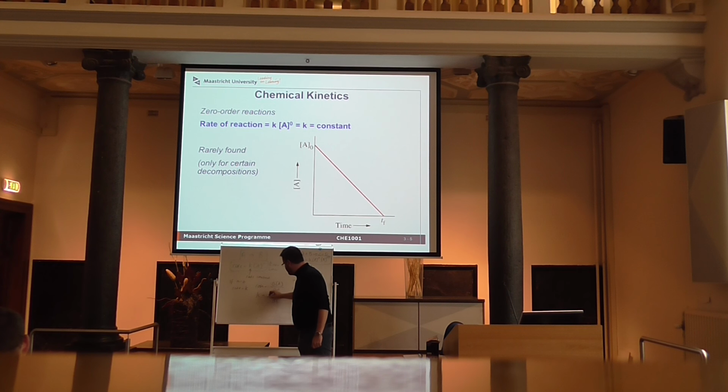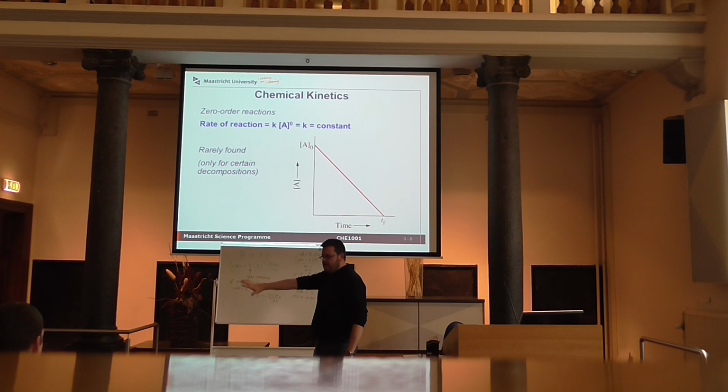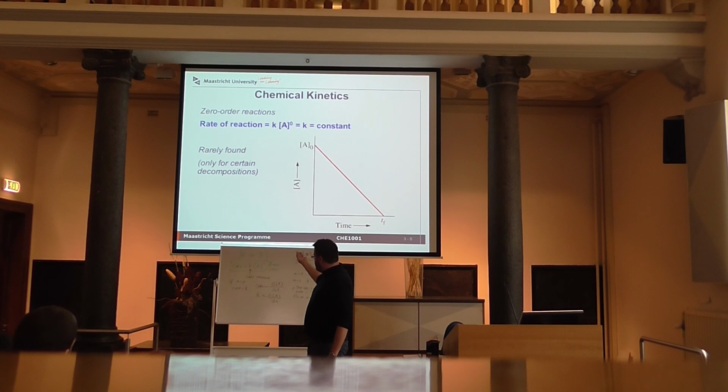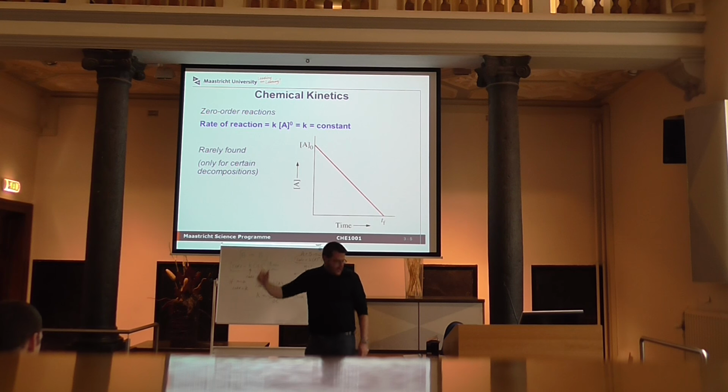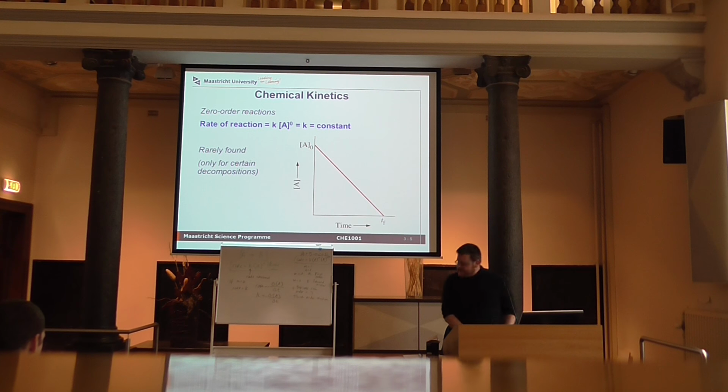Sorry, it should be negative, because A is going to, of course, as time goes by, be used up. So this is the rate of consumption of A. If we were looking at the formation of B, it would be a straight line going up. Okay? So that's the case for a zero order reaction.